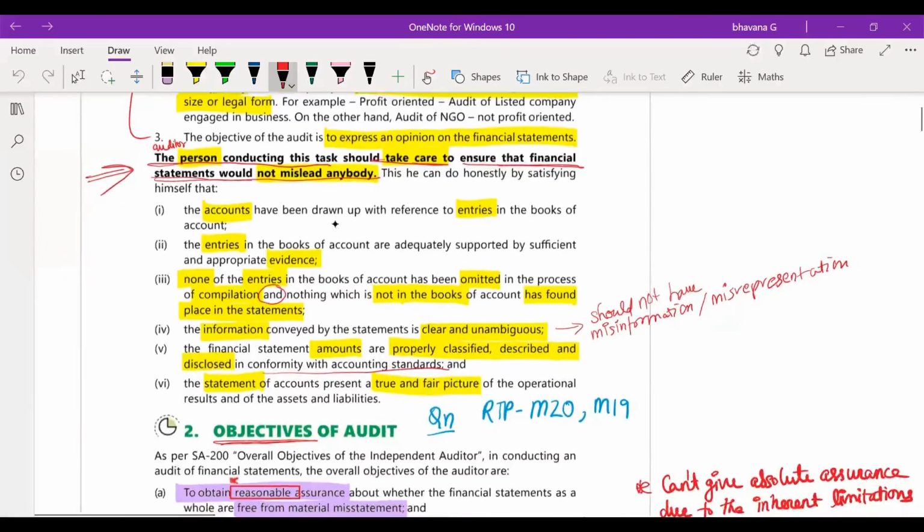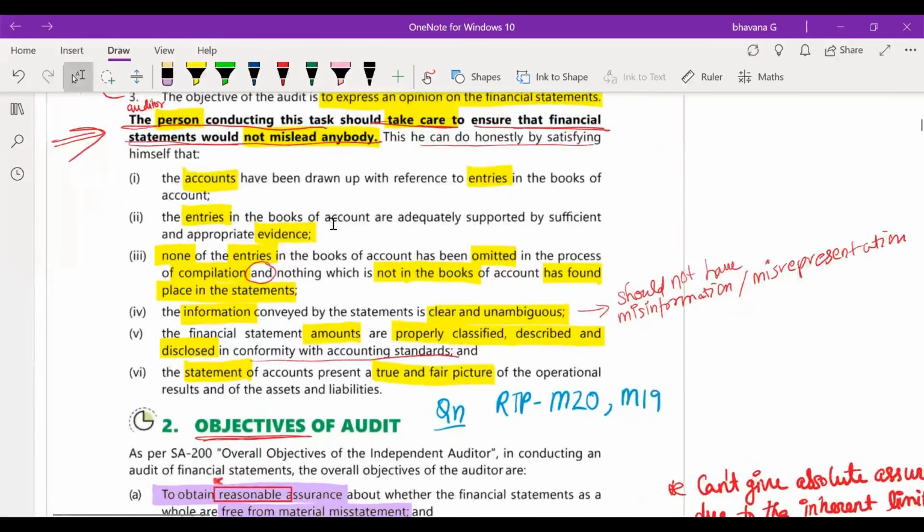They have given a few points here. He has to do it honestly, by satisfying himself. How will he check that? First, they have told whatever accounts are being drawn by the company, with reference to the books. In the financial statements, they will have the P&L account, trading account, all those accounts. Are they in reference to the entries? Whatever journal entries are given, according to that only the financial statements are made. You have to check that. Are they both matching? You have to check.